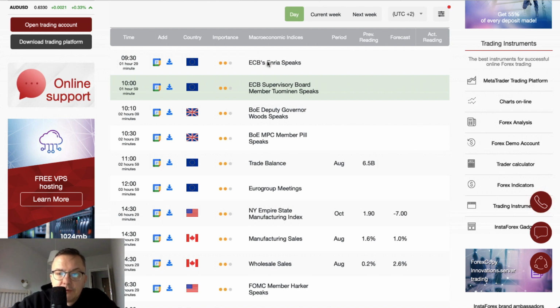For example, in form of the ECB speech, ECB Supervisory Board member speech as well, trade balance data scheduled for 11 o'clock, and the Eurogroup meeting will take place at noon. In the meantime, we got some comments and speeches from the Bank of England Deputy Governor Woods and Bank of England MPC member Peel.